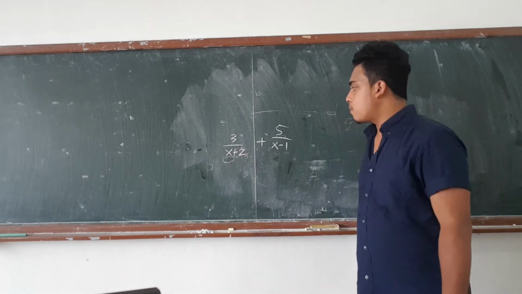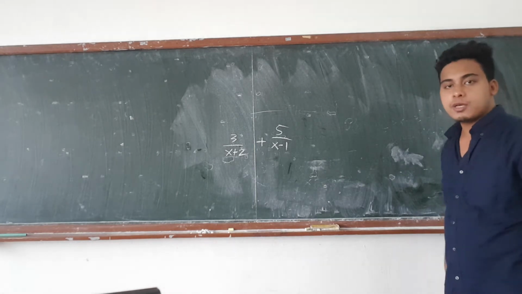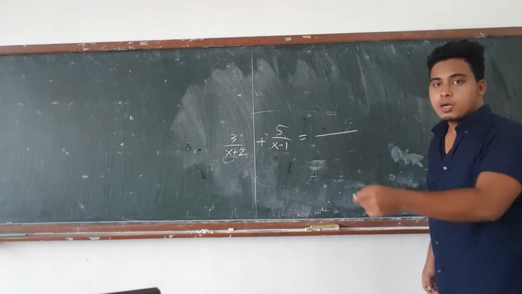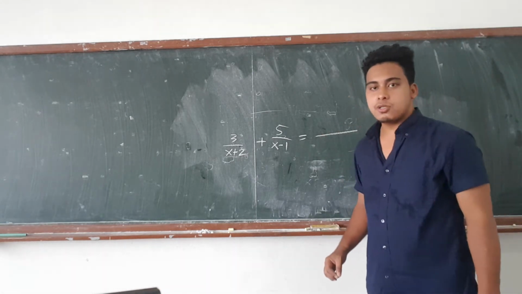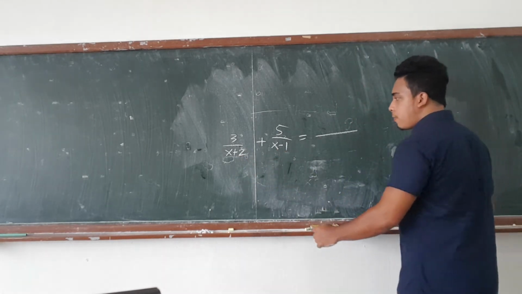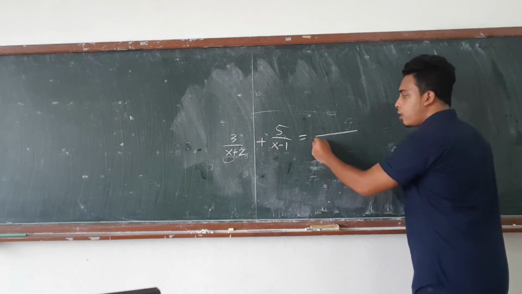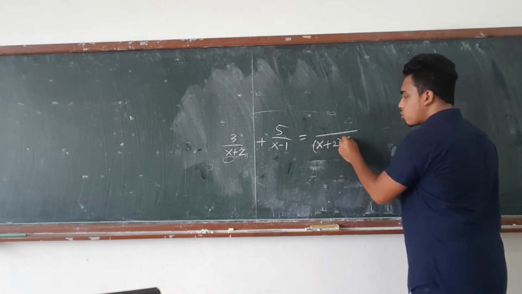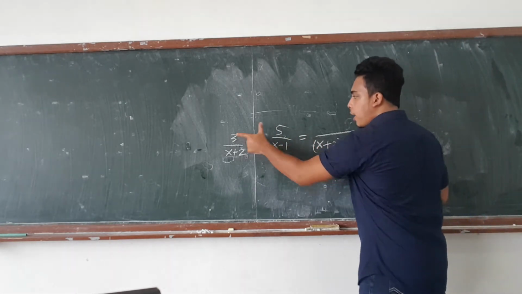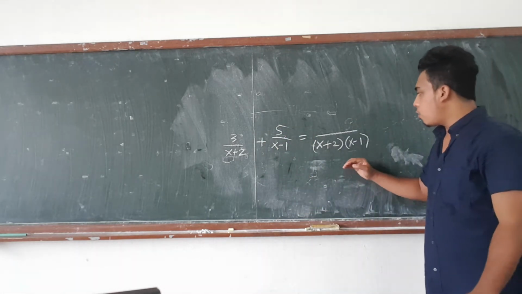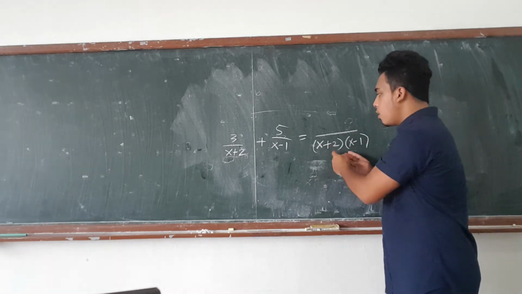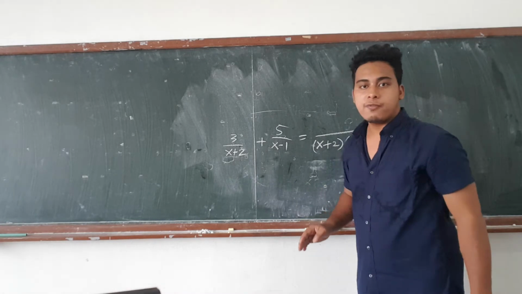3 over x plus 2 plus 5 over x minus 1. To evaluate these two expressions, we need to find first the LCD. So what is the LCD between x plus 2 and x minus 1? The LCD between x plus 2 and x minus 1 is x plus 2 times x minus 1. Then, to combine these two numerators, we need to divide the LCD by each denominator of every fraction.